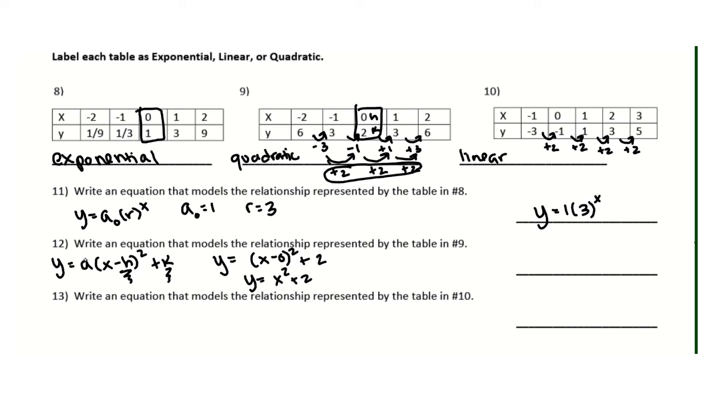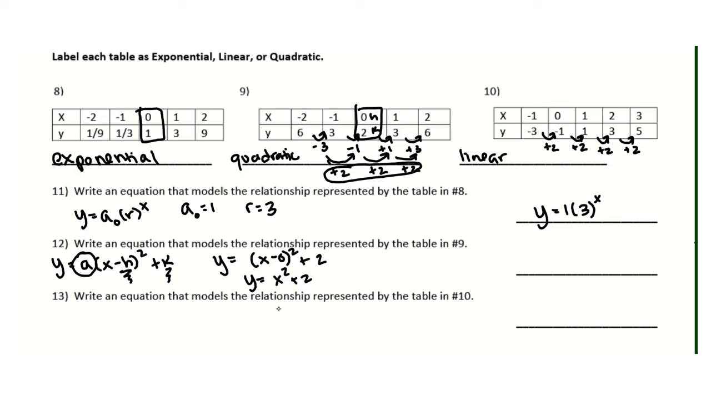Now, we weren't sure about the a term. So what I'm going to do now is plug in for x and see if I get the corresponding y. So negative 2 squared is 4, plus 2 is 6. That works. Negative 1 squared is 1, plus 2 is 3. That works. 0 squared is 0, plus 2 is 2. That works. 1 squared is 1, plus 2 is 3. That works. And then 2 squared is 4, plus 2 is 6.